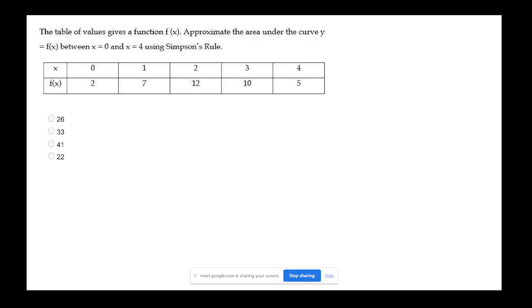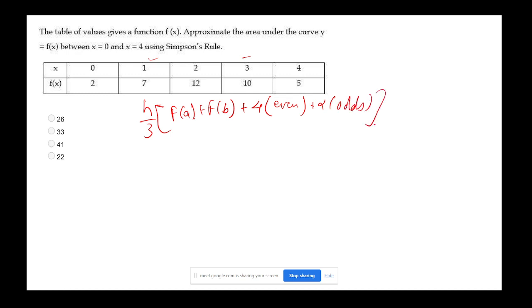Let's move forward. The table of values gives a function f(x). Now approximate the area under the curve y between x equals 0 to x equals 4 using Simpson's rule. Simpson's formula has h by 3 times f(a) plus f(b) plus 4 into the odd values plus 2 into the even values.